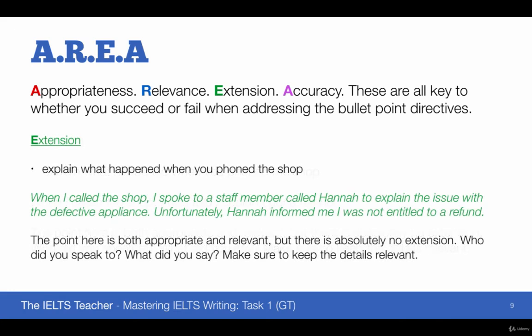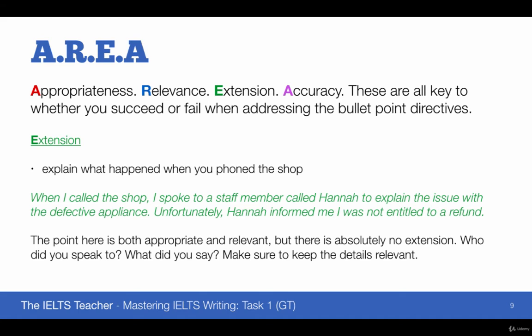We could add those details in. When I called the shop, I spoke to a staff member called Hannah to explain the issue with the defective appliance. Unfortunately, Hannah informed me I was not entitled to a refund. Now that language about Hannah is relevant. Imagine you were writing this letter. The manager would need to know who you spoke to. If he didn't know who you spoke to, it's going to be difficult for him to really fix the problem for the future. So it's relevant to him. It's very important to add that in.